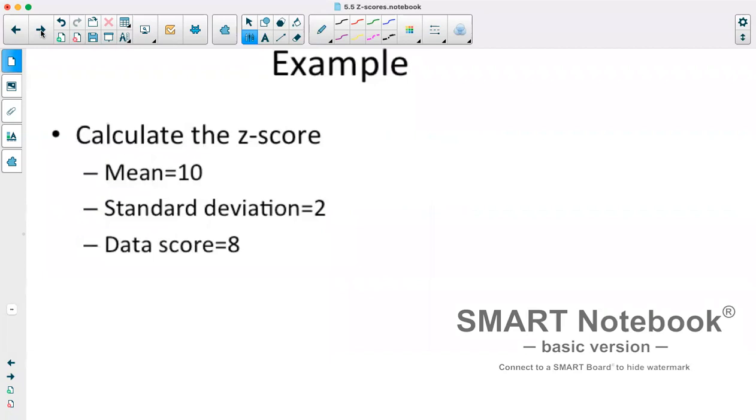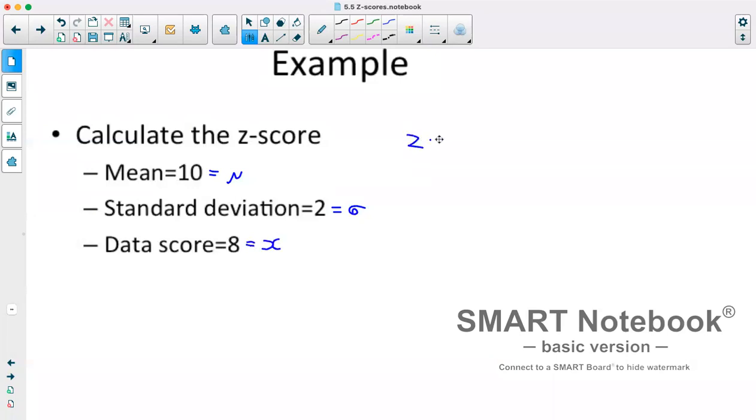Next example, calculate the Z-score. We have a mean of 10, a standard deviation of 2, and a data score of 8. So once again, our mean is represented by this symbol, standard deviation by this one, and data by this one.